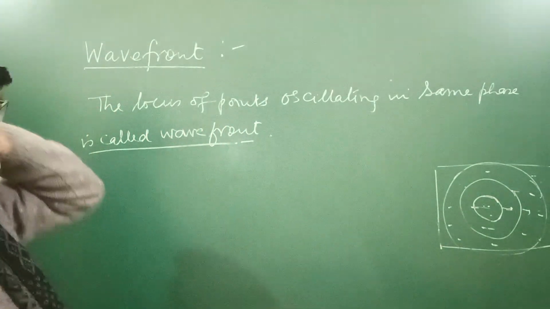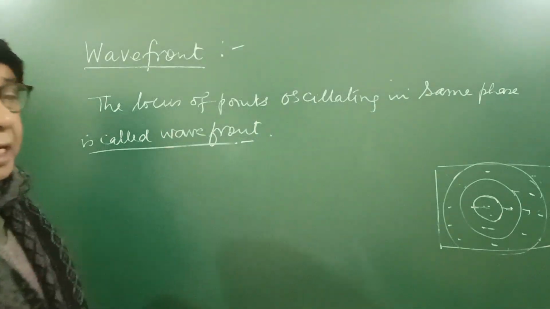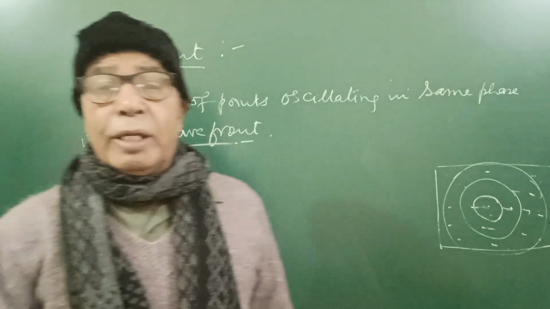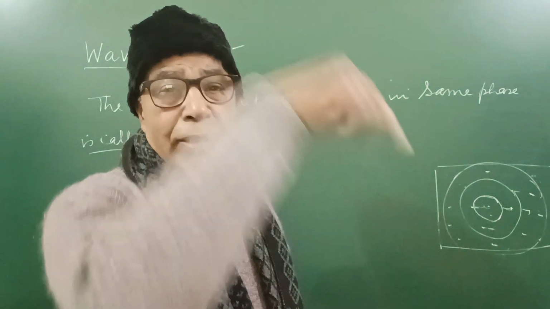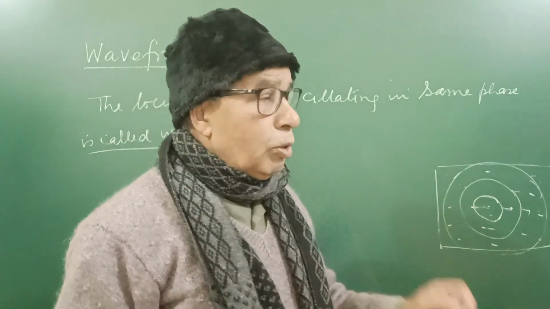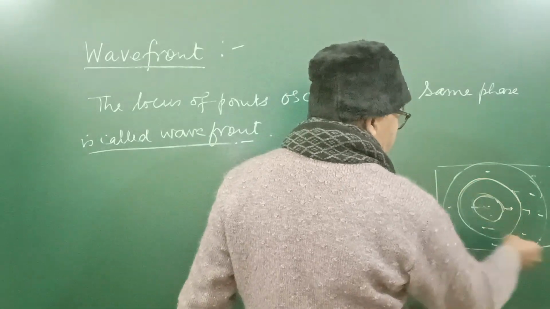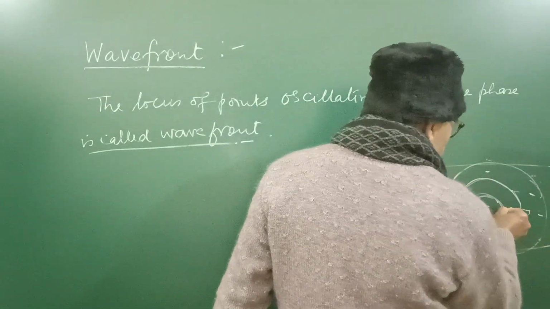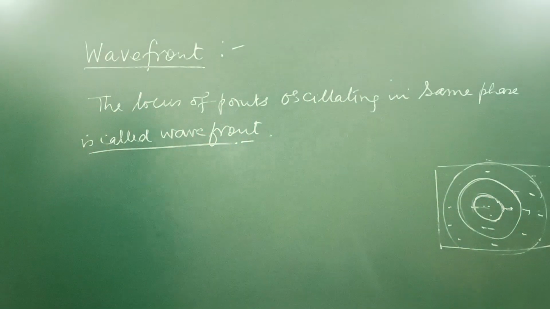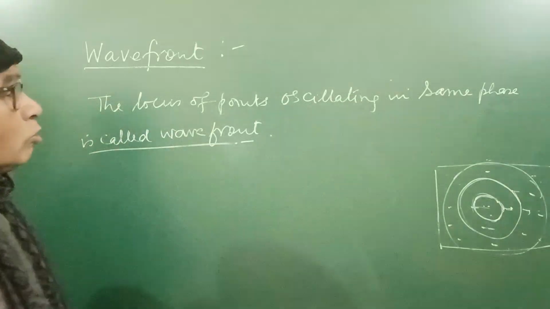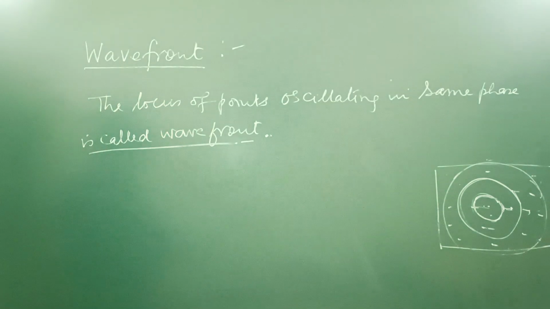When we create circular ripples on the surface of water which is at rest, you take a bucket or trough of water at home, dip the rod again and again, so circular ripples are produced. This is one wavefront, this is another wavefront, this is another wavefront. On this wavefront, all particles will be oscillating in the same phase. So the locus of points oscillating in the same phase is called wavefront. Don't get afraid of this.